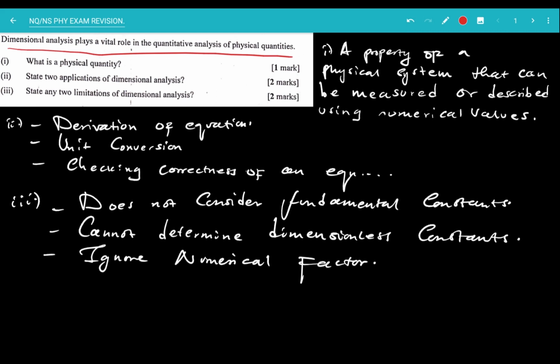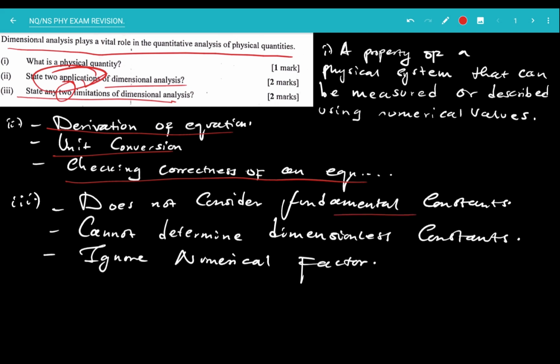Yeah, so remember, in a nutshell, a physical quantity is basically just a measurable quantity, or in other words, you could say it's a property of a physical system that can be measured or described using numerical values. And the applications of dimensional analysis are deriving an equation, unit conversion, and checking the correctness of an equation. Then the limitations, sorry, the two, not three, are that you cannot actually consider the fundamental constants like the Planck constant and the speed of light, or determine dimensionless constants. Other than that, we ignore numerical factors. So this is literally the end of our first question.